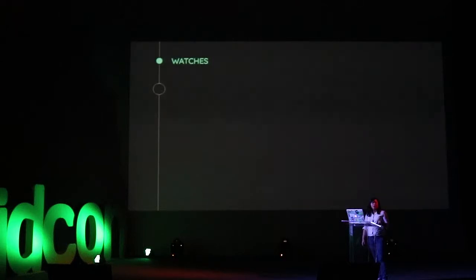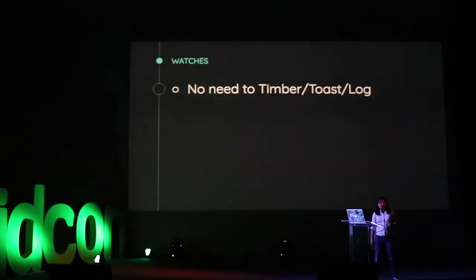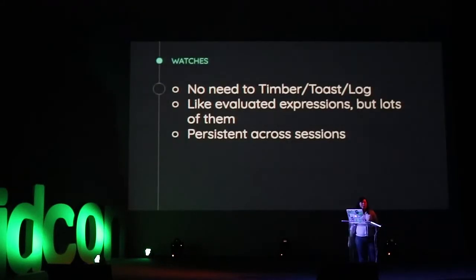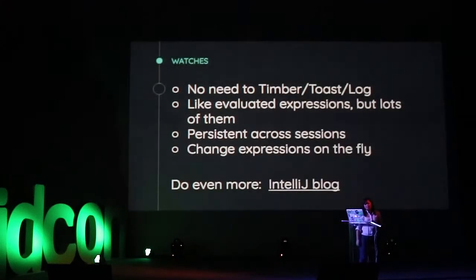So how can this exactly help us? It means that you don't need to toast or log or Timber your values. Especially if you're doing view property manipulations, you don't need to log that height is now blah or margin is now blah. You can just add watches and see what the underlying values are. It's like the evaluated expressions I mentioned earlier, but lots and lots of them. And they're persistent across sessions, so you don't need to re-add them. If you're looking at particularly nasty bugs, it's really helpful that they always stay there.